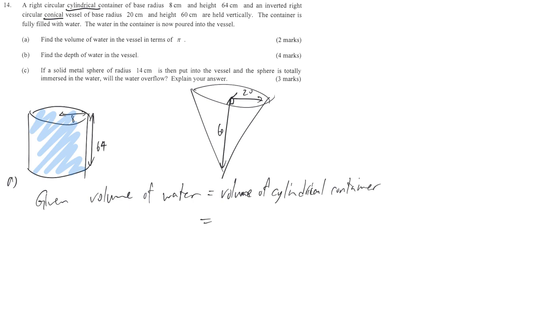So we simply apply the volume, which is pi r squared times the height, and the r here is 8 squared, and then the height is 64. So this is 4096 pi cm cube. That's the answer of part A. It's totally not related to the cone here. It's just talking about the cylinder. So read the question very carefully and make sure you know what is being asked.